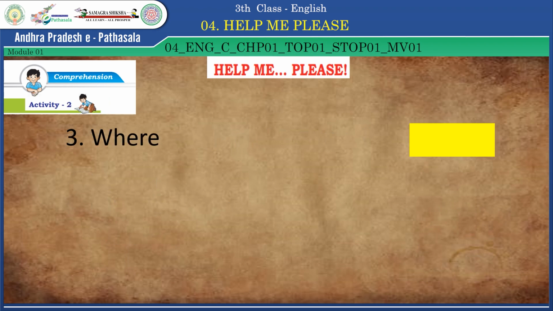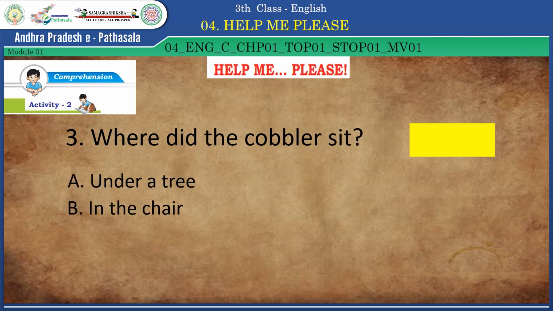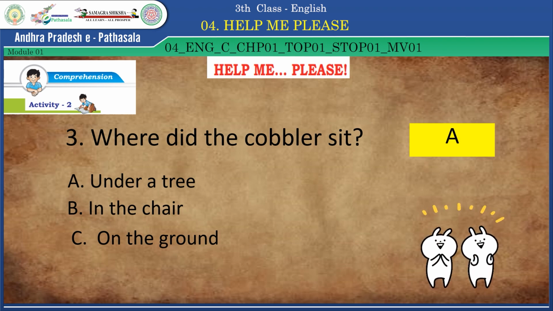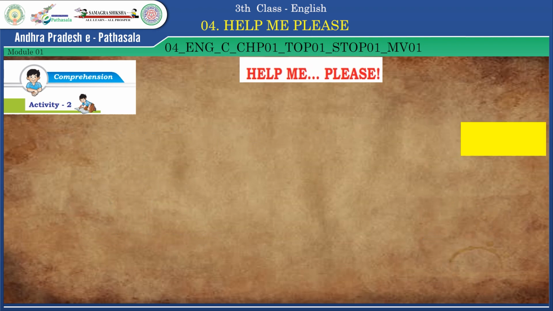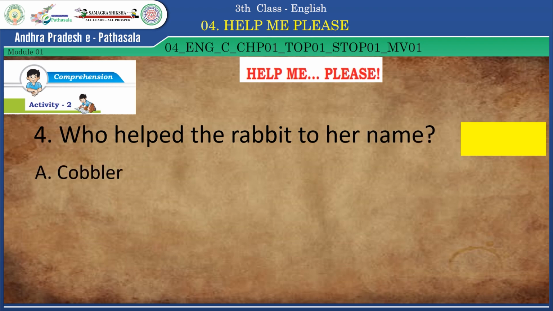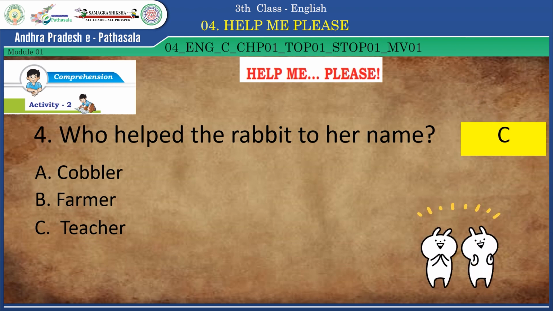Where did the cobbler sit? A. Under a tree. B. In the chair. C. On the ground. Yes, you are right. The correct answer is A. Under a tree. Well done, children. Who helped the rabbit find her name? A. Cobbler. B. Farmer. C. Teacher. Yes, you are correct. C. Teacher. Well done, children.